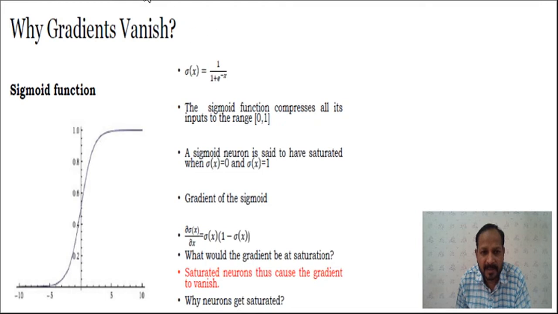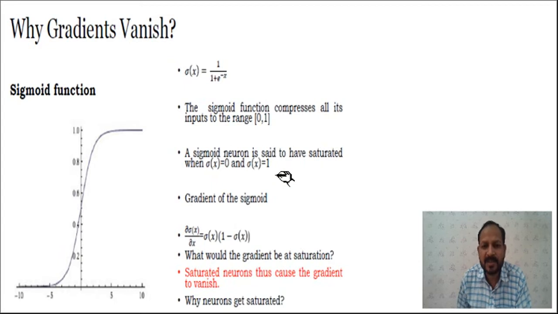So in deep learning, if you are using the sigmoid function as an activation function, which is given by sigma of x equals 1 by 1 plus e raised to minus x, this function compresses all inputs to the range 0 and 1. So the output of the sigmoid function is between 0 and 1 for any value of x, where x is nothing but the net input for the neuron.